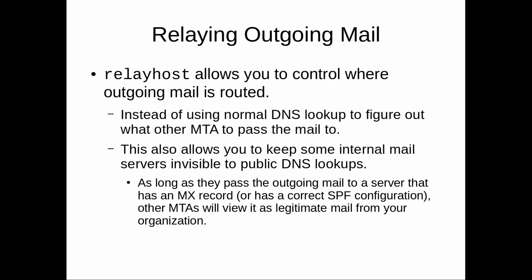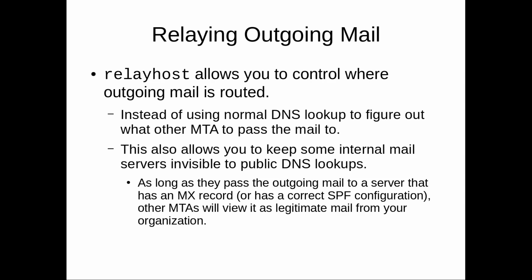So this way, we can keep our multiple internal email servers pretty much invisible from public DNS lookups. They all relayhost their email to the email server we want other people to see. It accepts that, passes it on to the outside world, and then whoever we're corresponding with only sees that server. This does require that either that machine has a correct MX record, or better yet, a correct Sender Policy Framework configuration in DNS, but that's a topic for a whole other video that I think I recorded several years back, so I'm not going to touch that here.